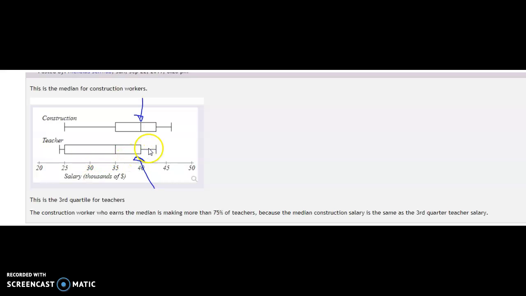So if we're comparing the construction worker who earns the median, you can say that, well, the construction worker who earns a median salary is earning more than 75% of the teachers. So if there was a construction worker here, this person would earn $40,000, and they would earn more than 75% of all teachers, which is represented by this part of the box plot over here.